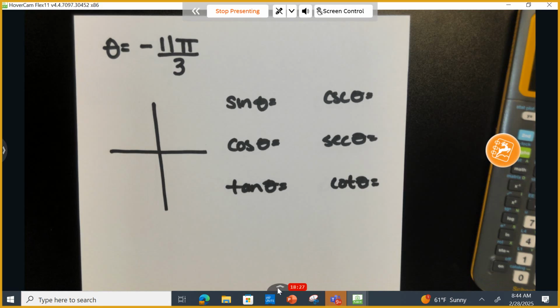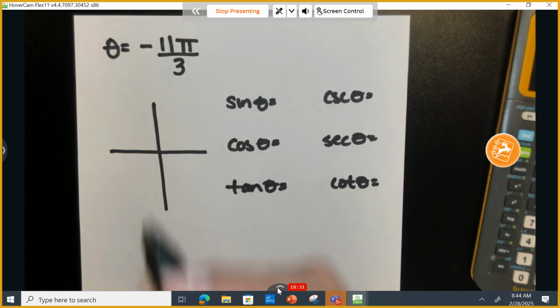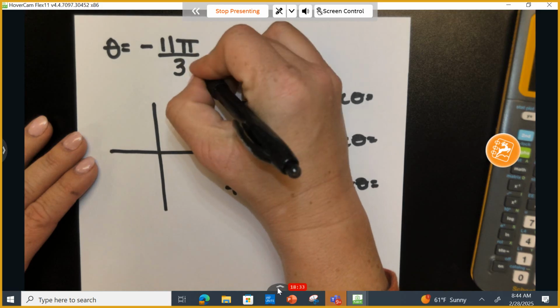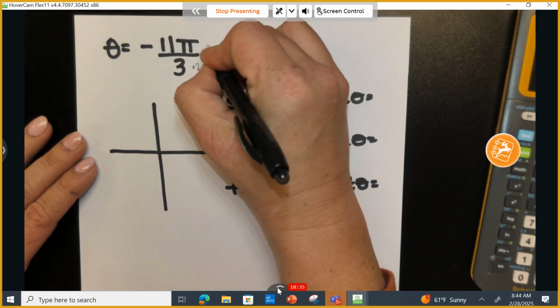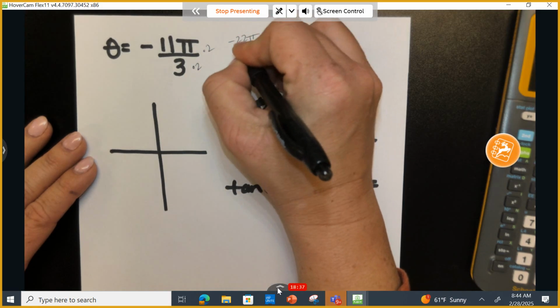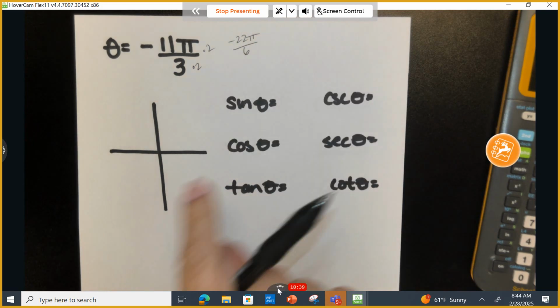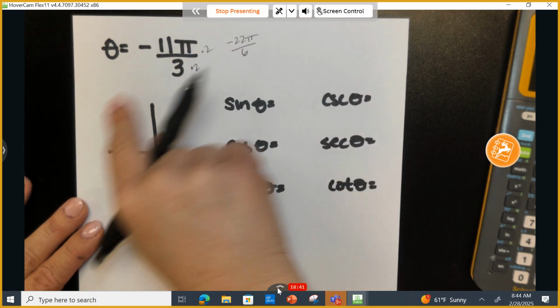There's 2 reasons why this may confuse students. First is they don't see a 4 or a 6. So the easiest way to make the denominator into a 4 or 6 is timesing by 2. So -22 pi over 6. It also has a negative, which means I need to reverse directions.